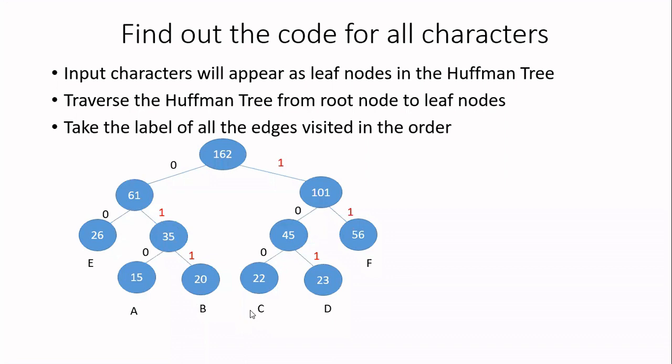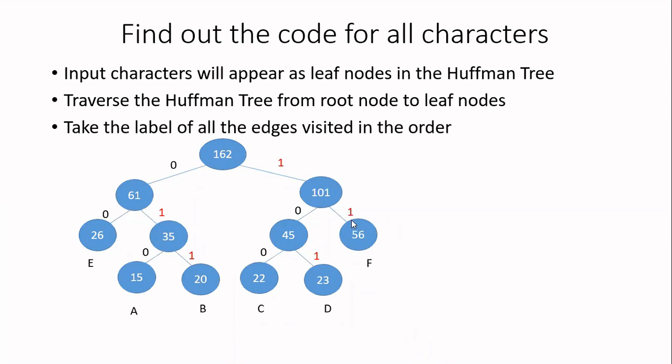Then take C. Again I'm starting with the root node, go to the right. Then from there go to the left. Again from there go to the left. Now we have three edges. The weights of the edges are 1, 0, 0. So that is the code for C. Similarly, we can assign code for node D and F. For node D, we will have the code as 1, 0, 1. And for node F, we will have the code as 1, 1.